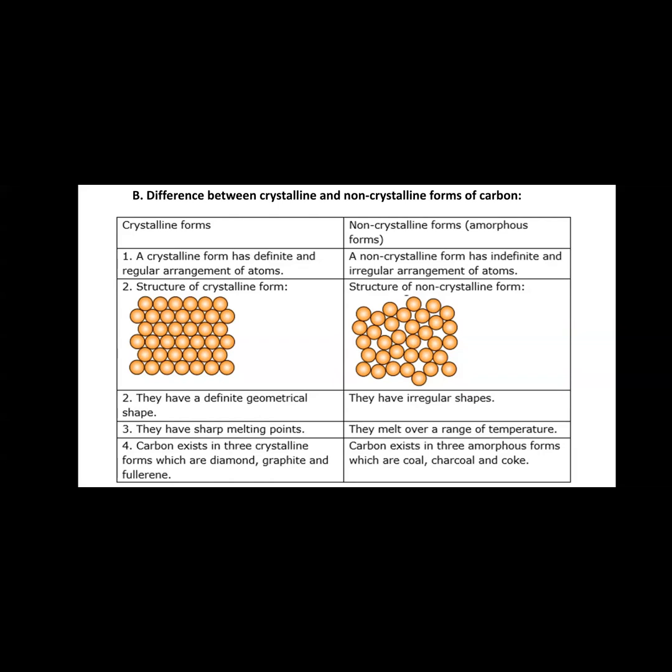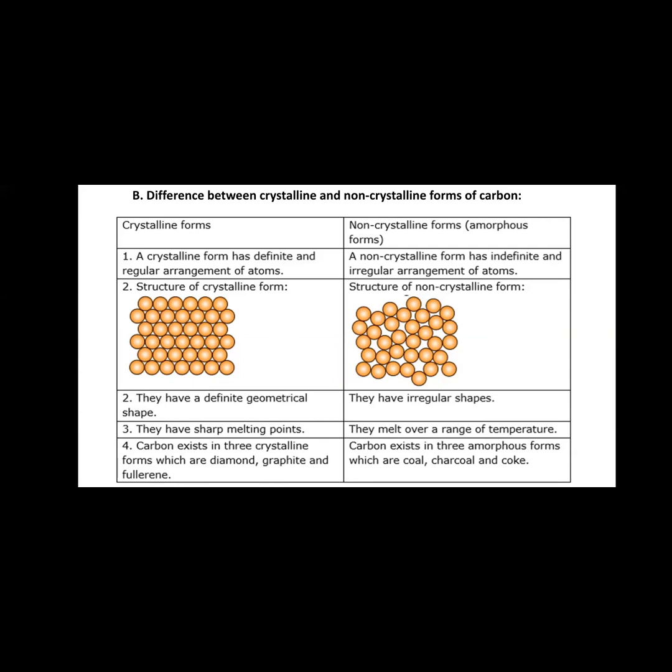Crystalline forms of substance melt at a sharp temperature, but non-crystalline forms melt over a range of temperatures. Then the fourth difference among these two is that carbon exists in three crystalline forms, which are diamond, graphite, and fullerenes. The examples of crystalline forms are given here. And in non-crystalline form, carbon exists in three amorphous forms, which are coal, charcoal, and coke. So in this way, you can write four differences between the crystalline form and non-crystalline form.